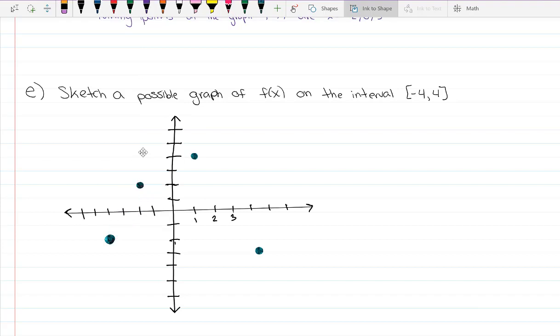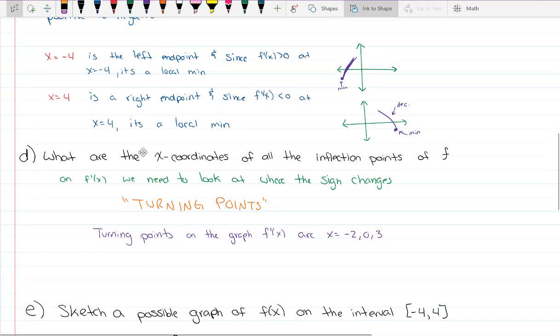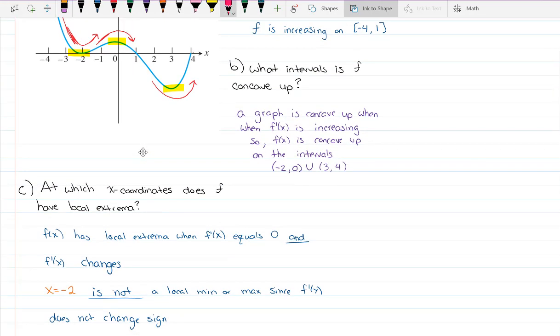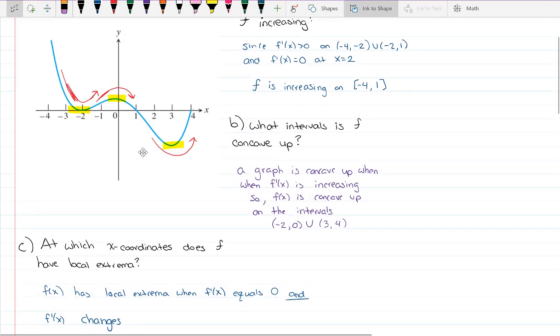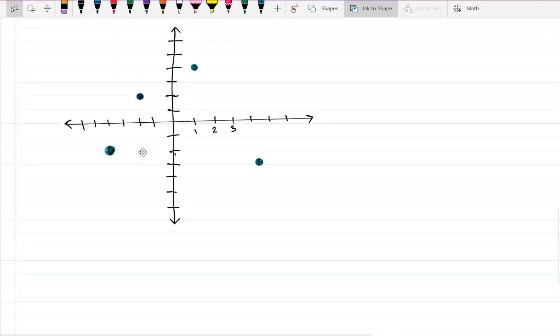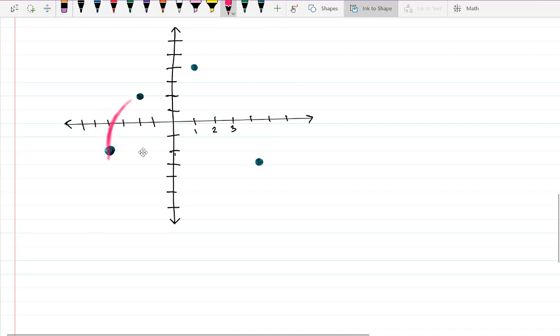Now the question is am I going to increase this way or this way? So this is where the concavity comes in. Are we concave up or concave down? So let's see. The intervals where the graph is concave up is where the derivative is increasing. So we're concave up from -2 to 0 and 3 to 4. Well, that must mean we're concave down everywhere else. So that means it's going to look more like this. It's concave down.